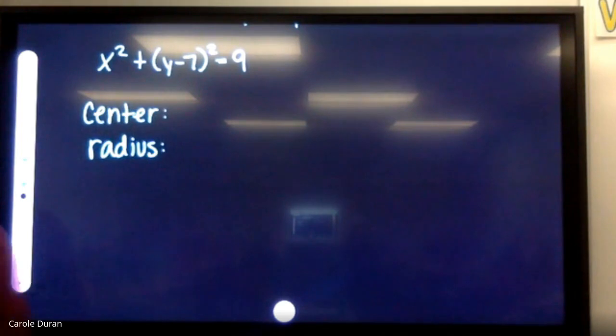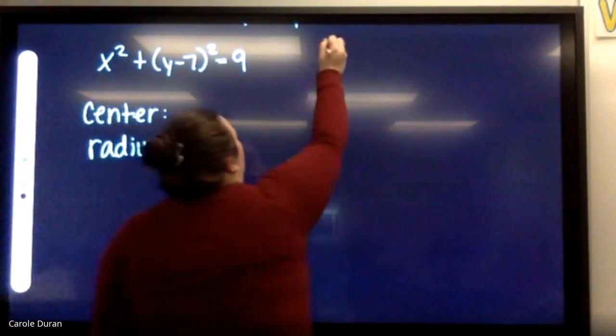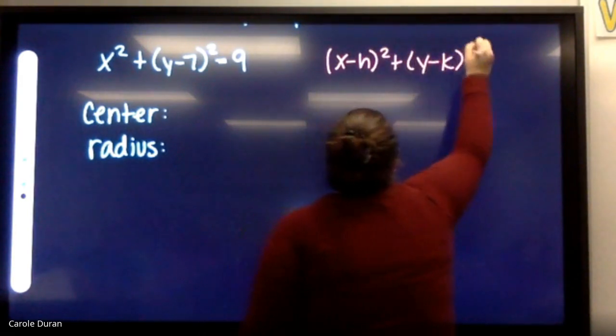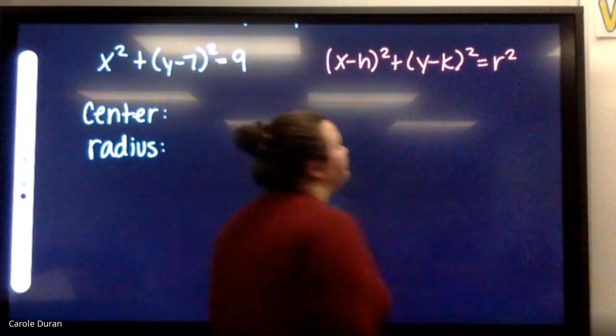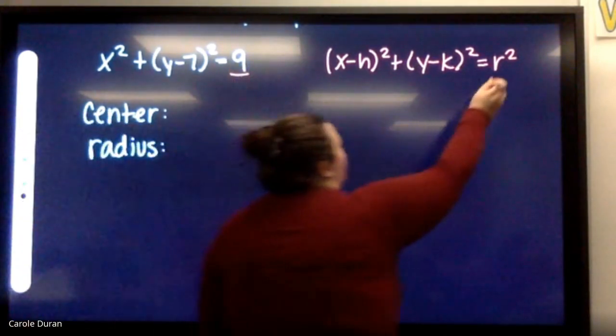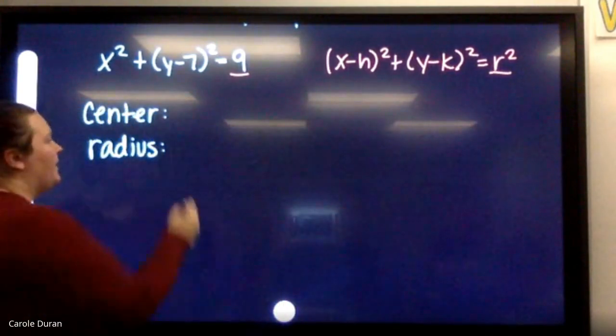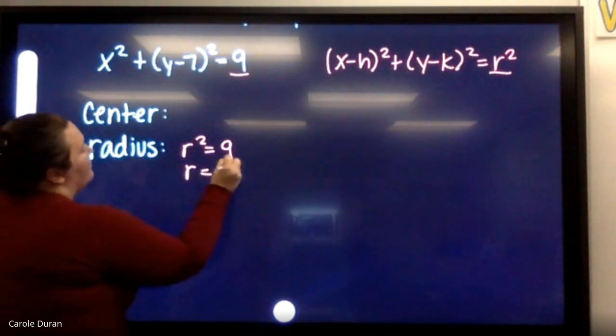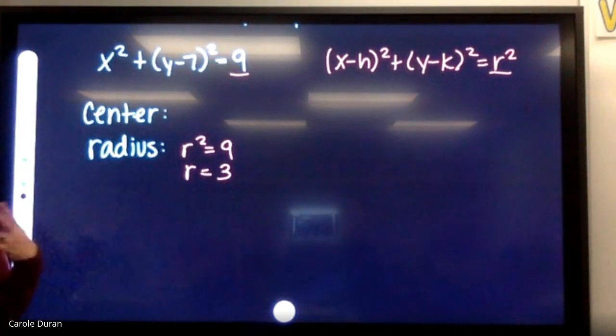Let's remember what my standard form equation is. It is x minus h squared plus y minus k squared equals r squared. Hold on. Give everybody a chance to write it. Hang on to that. The easiest way to solve this is to set like parts together. So clearly I see the 9 and I see the r squared. So I'm going to say r squared equals 9, which means r equals 3, because the square root of 9 is 3. So my radius is 3 for this.